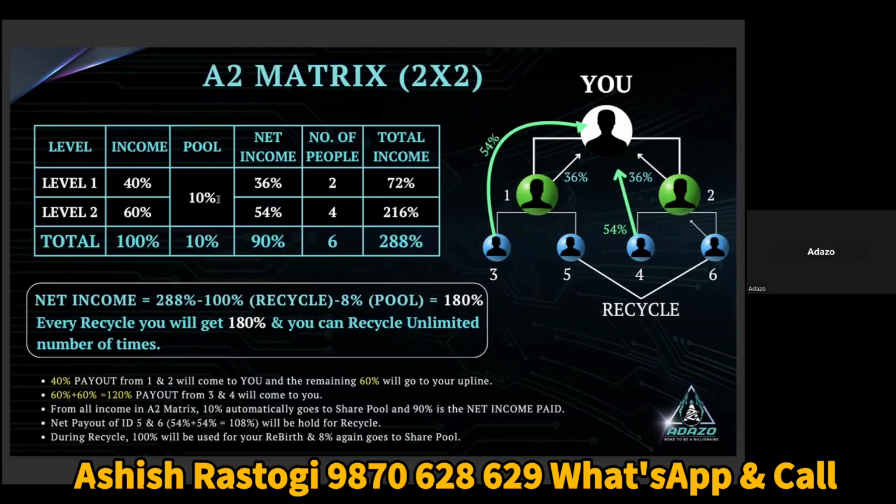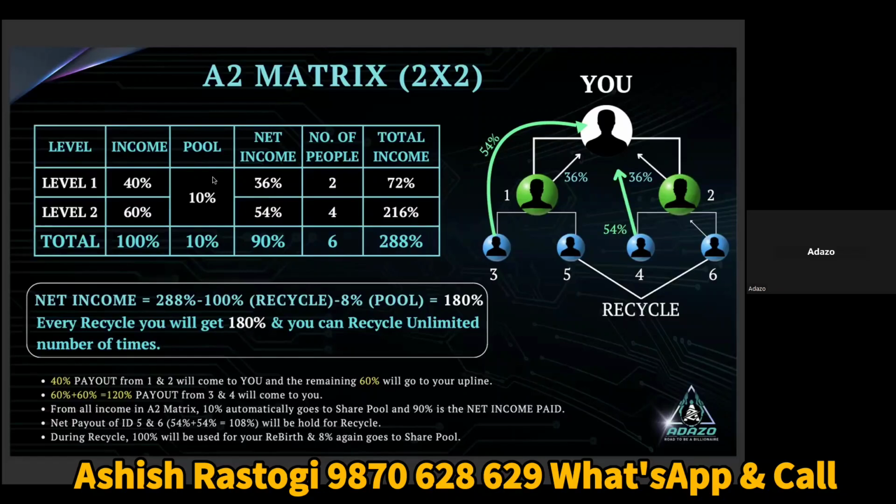From whatever income you make in the A2 matrix, 10% will go to a share pool, which means 36% will be your net income in level 1 and 54% in level 2, which makes a total of 288% from all four people. But remember, the income from the last two IDs, the fifth and sixth, will be used to recycle your ID. That means 54 and 54, 108%, will be used to recycle, from which 100 will be used to take your rebirth, and 8% will again go to a global share pool.